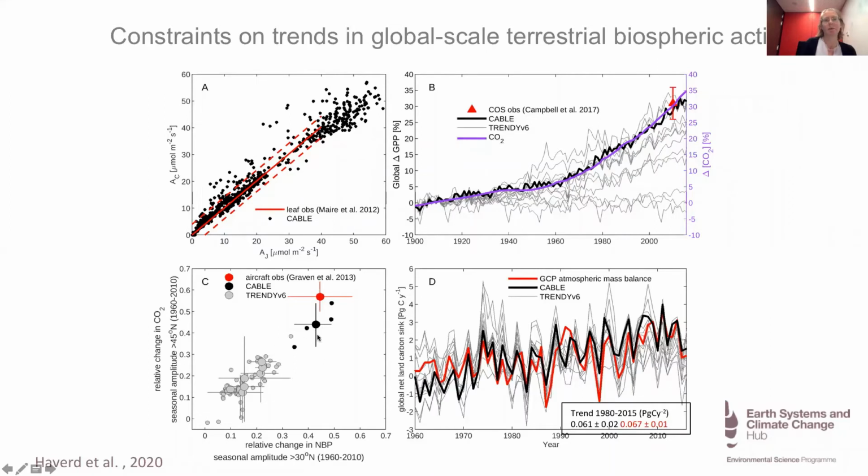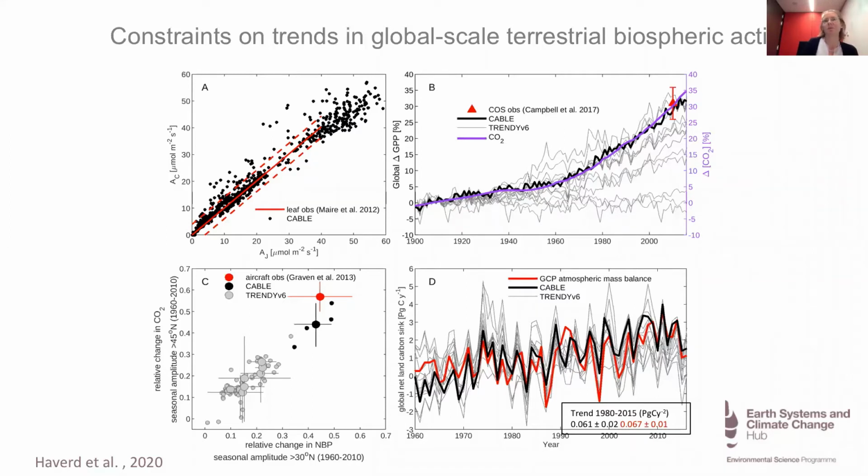We can also simulate, or at least get close to simulating, the change in seasonal amplitude in the Northern Hemisphere. And we have a good replication of the interannual variations in the net land carbon sink and the trend of that sink since 1960. The interannual variations, by the way, are actually a good indicator of a model's climate sensitivity.